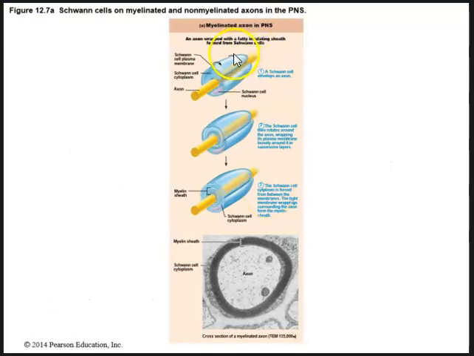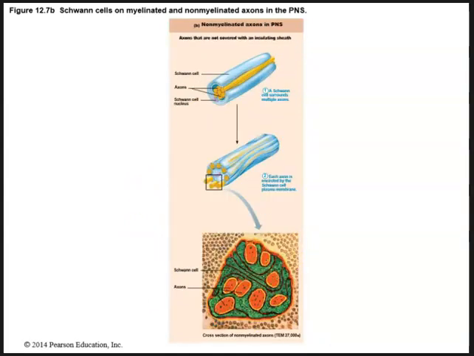So here you can see the processes of the Schwann cells wrapping around in a circular, concentric layer around the axon. So here's the axon, and here's that myelin sheath of the Schwann cell. Okay, again, providing that insulation and helping with impulse conduction speed. Here, we have non-myelinated axons in the peripheral nervous system, not covered with an insulating sheath.